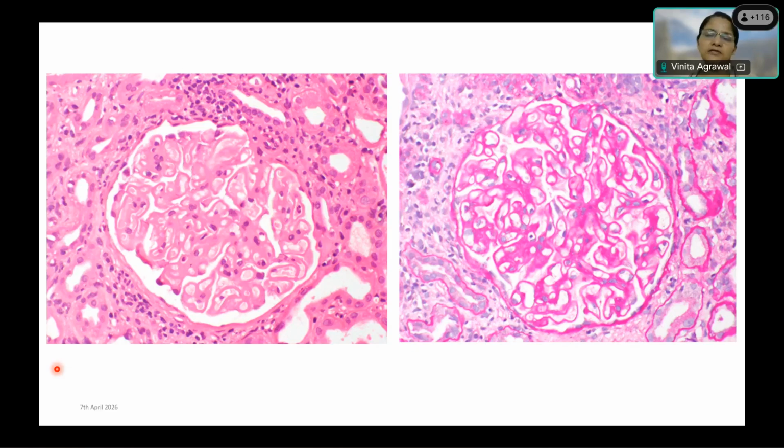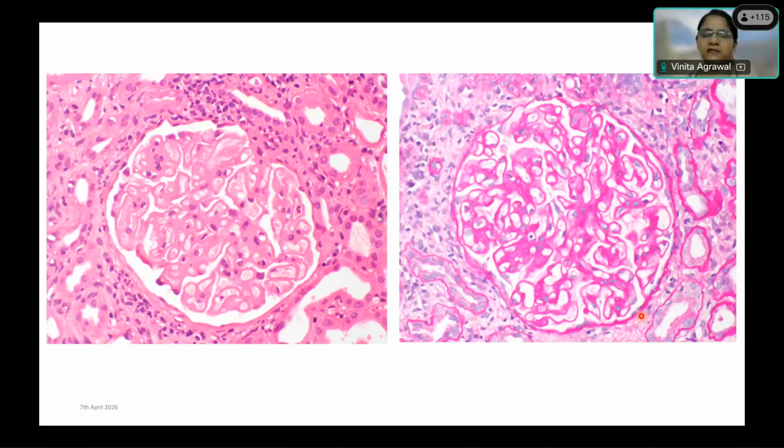Any other thing that you see in periodic acid Schiff? Mild interstitial edema. Okay, very good. And mild inflammatory infiltrates in the interstitium. Very good. And tubular atrophy. Very good. So you can see the early tubular atrophy. Why am I saying early tubular atrophy? Because the tubular epithelial cells are still cuboidal, right? But the wrinkling of the tubular basement membrane has started.